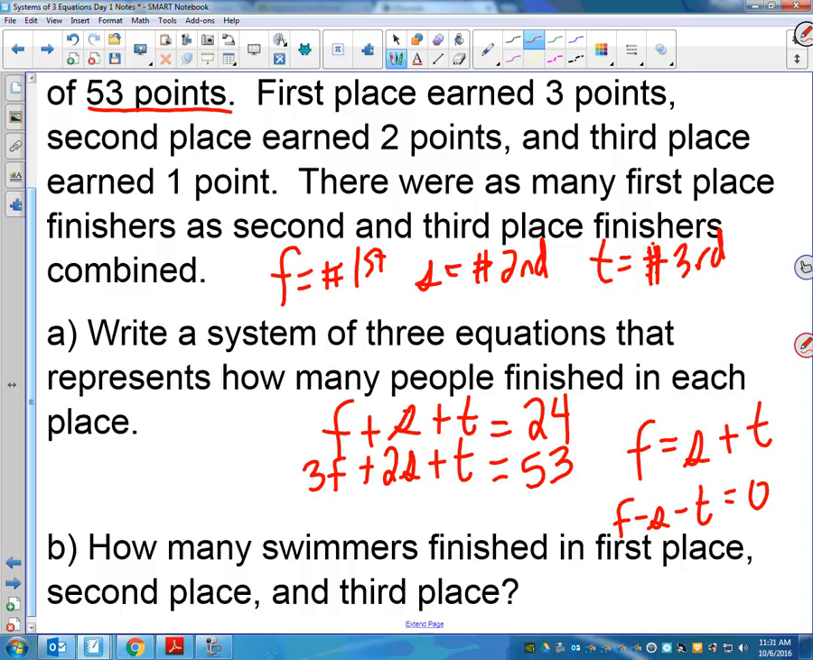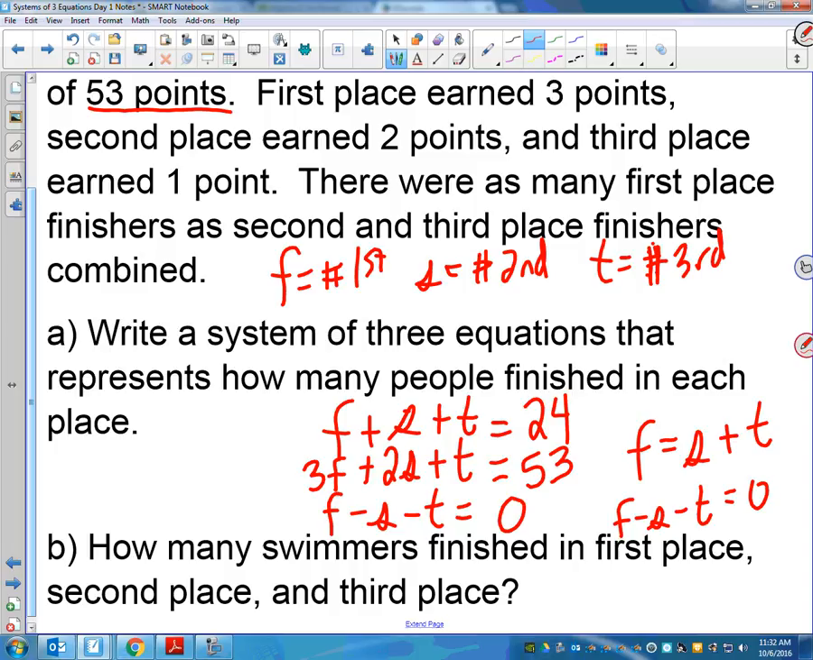So I love the elimination way. Like I almost always do elimination unless it's like number 1 where I had to do substitution. That's what I would do. So why don't you take a minute and at least try to do the first step. Like I'm going to write this underneath here. F minus S minus T equals 0.